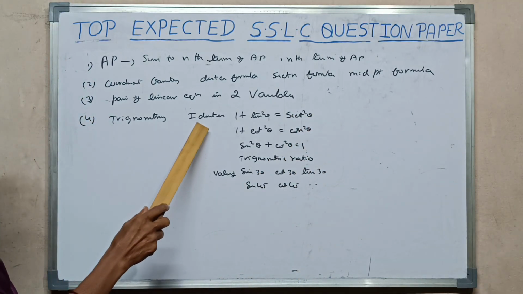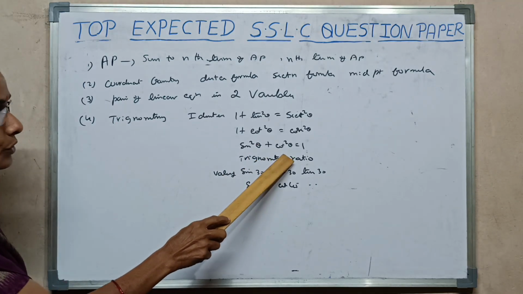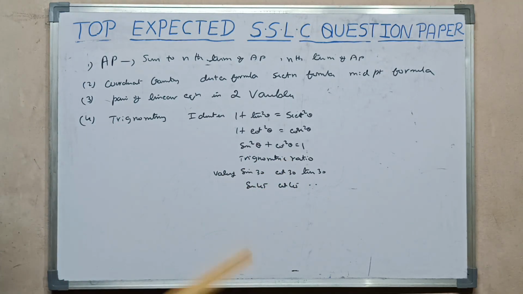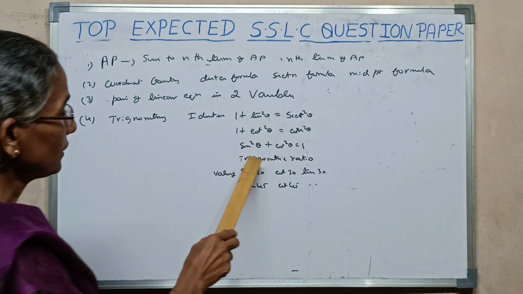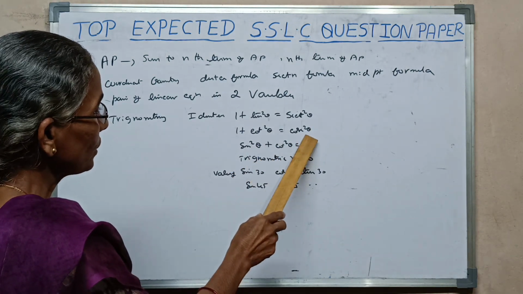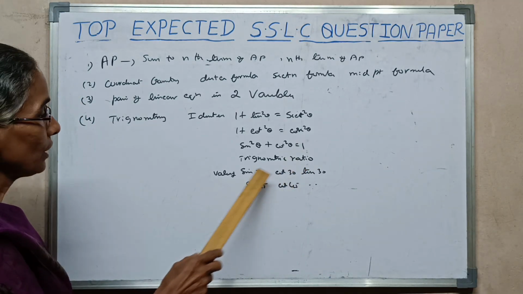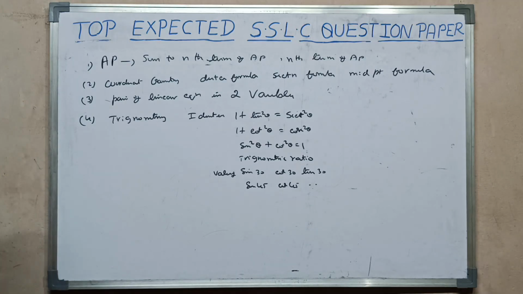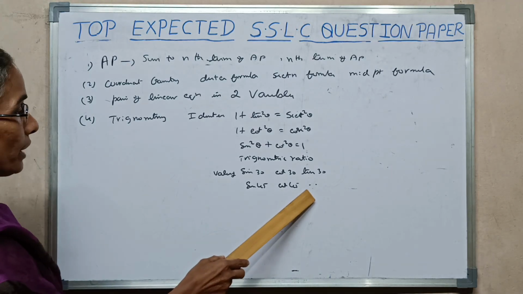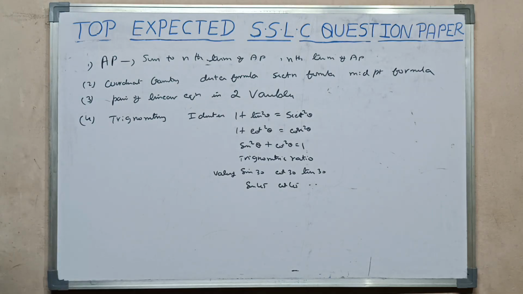in trigonometry, identities, three important identities: sin square theta plus cos square theta equal to 1, 1 plus tan square theta equal to secant square theta, and 1 plus cot square theta equal to cosecant square theta. And also we have to find trigonometric ratio values of sin 30, cos 30, tan 30, sin 45, cos 45, tan 45, sin 60, cos 60 and tan 60.